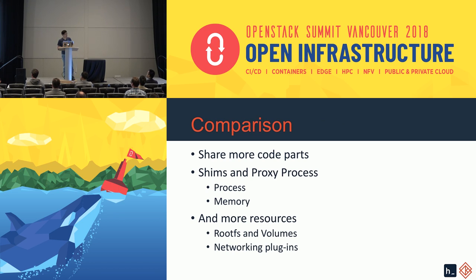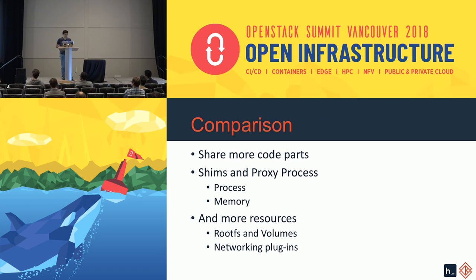The comparisons: how much code we could share, and do we have shims or proxy processes? The shim and proxy processes will consume some memory. So if you are very sensitive about memory consumption, using it as a lib may be a better choice. And if you just want to use it as a substitute for runC and co-work with runC, that will be a better fit for CRI-O or the containerd part.